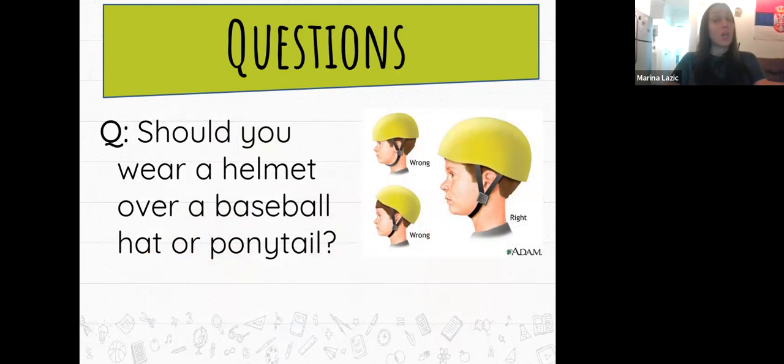Question for you. Should you wear a helmet over a ponytail? No. Wear helmet in the right way.